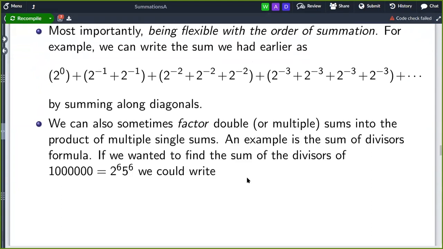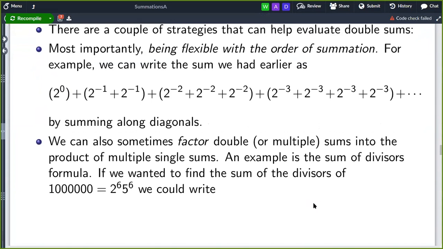As mentioned earlier, another thing we can do with double sums is factor them. So if we have a double sum and the terms of the double sum are products, then sometimes we can factor the double sum into two single sums. For example, if we had to sum all the divisors of 1 million, then I think you'll need to recompile to load the sum.